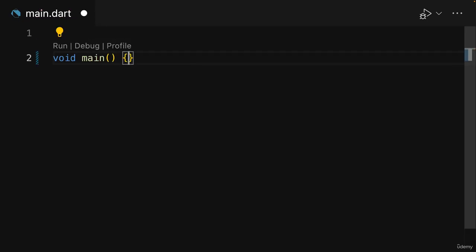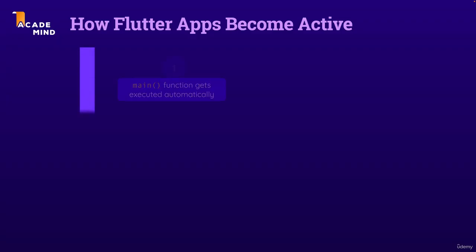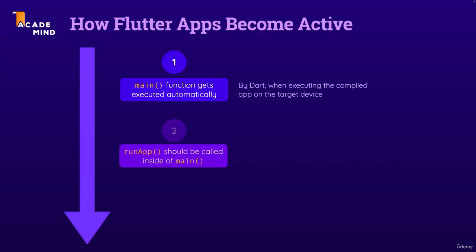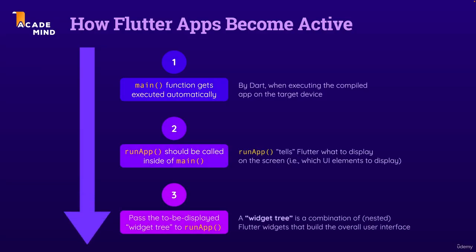It all starts in this empty main.dart file, of course, and there you learned that you must add a main function, because this is kind of a special function which is automatically detected and executed by Dart when your application starts on the target device. This main function in the main.dart file is automatically detected and executed.